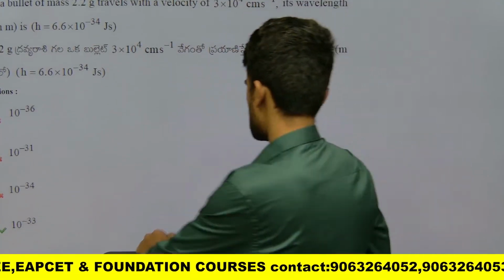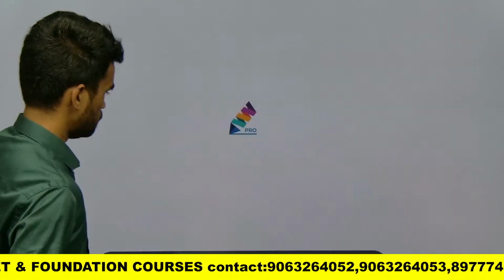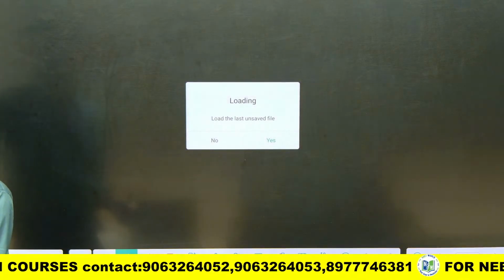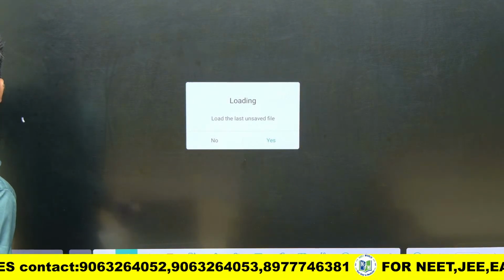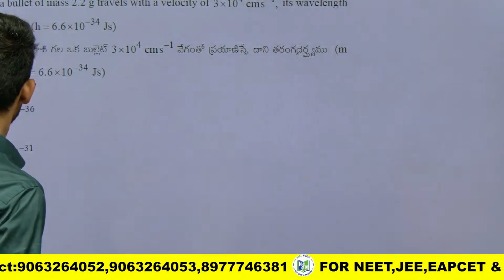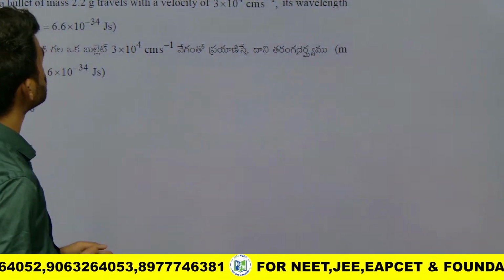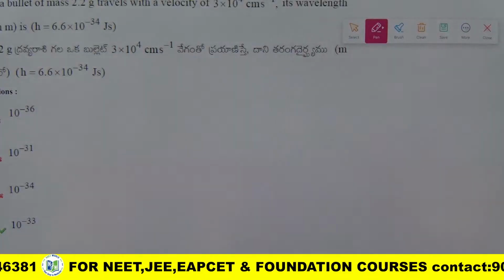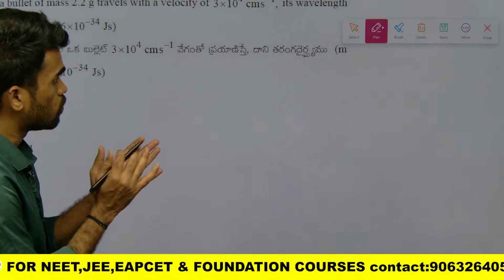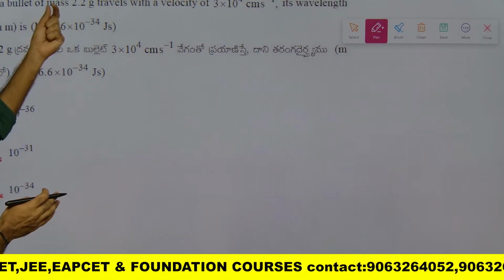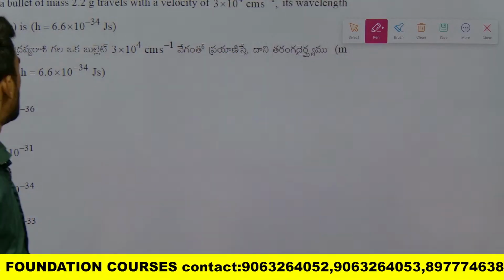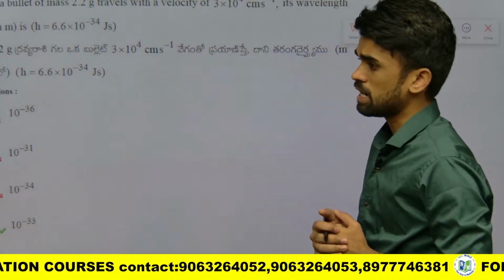If a bullet of mass 2.2 grams travels with a velocity of 3 into 10 power 4 centimeter per second, its wavelength is. So how can we solve this question? Now what is the relation we have between mass, velocity and wavelength? And here they have also given the value of h. So what is the relation between them?